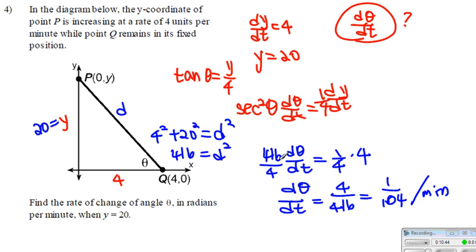Oops, my bad. This one would have been 16 right here. Hence, this becomes 16. Hence, this one becomes not 4 over 416, it will be 16 over 416, which is 1 over 26. That's right. All right, let us move on to number 5.